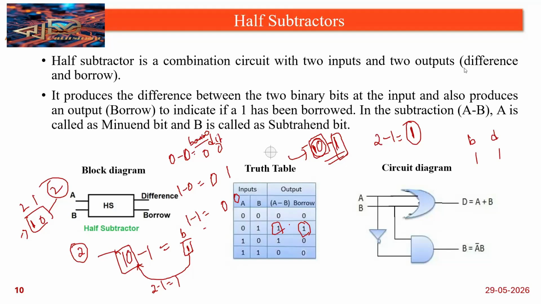We are not able to subtract, so we are borrowing 1. That 1 is added here, then 1 0 means this value is 2. 2 minus 1, we are getting the difference 1. But the borrow, do we always need to borrow 1 only, sir? Or in any condition can we borrow zero as well?